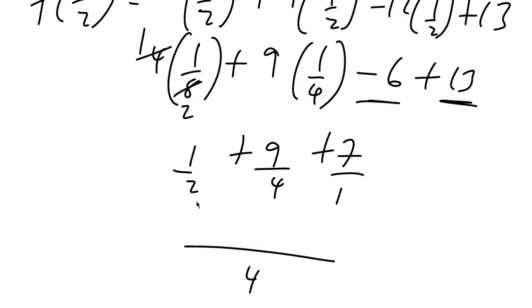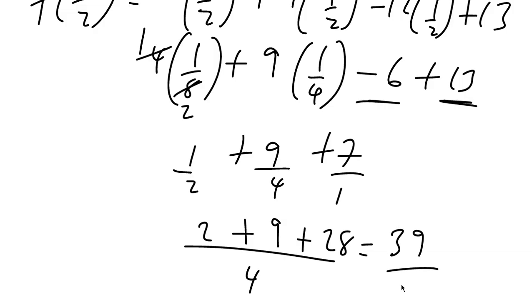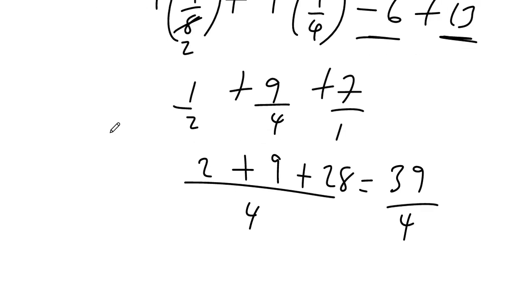4 divided by 2 is 2. 2 times 1, 2, plus 4 divided by 4 is 1. 1 times 9 is 9. Plus 4 divided by 1, 4 times 7, that's 28. And 2 plus 9 is 11. 11 plus 28 is 39 over 4. So the other point we are having is half comma 39 over 4. Yeah. So this is the other point.